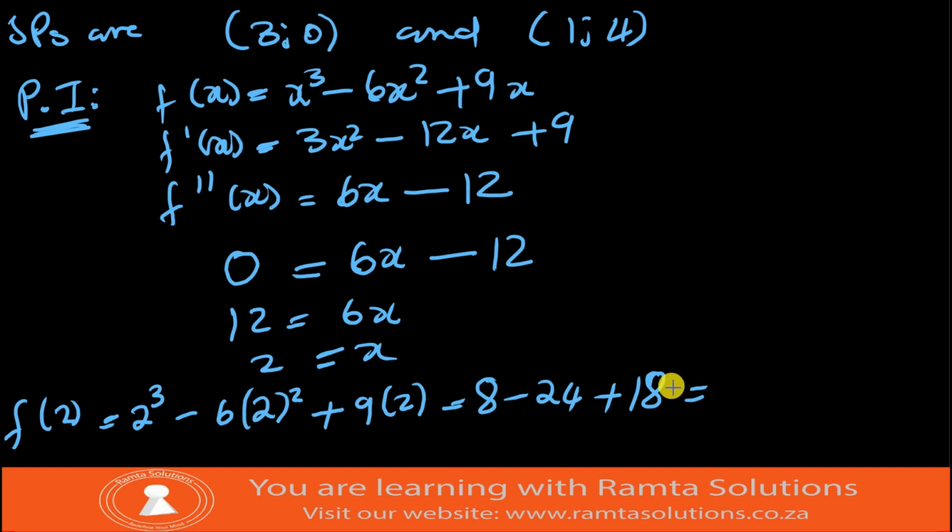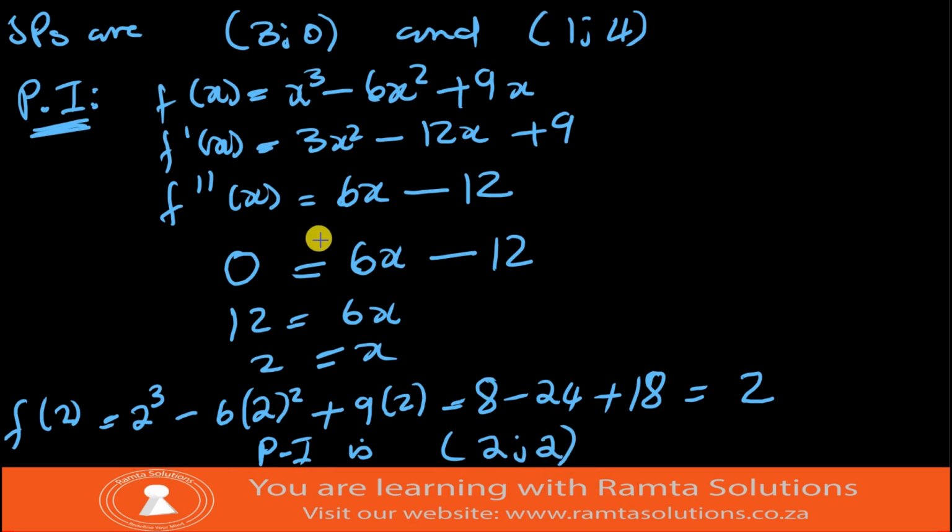So let's see what we have here. It looks like we have 26 minus 24. Our answer is therefore 2. Therefore, our point of inflection is 2 and 2.